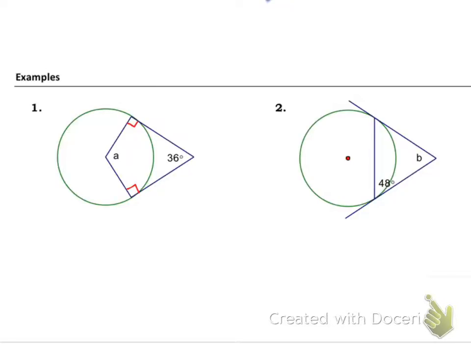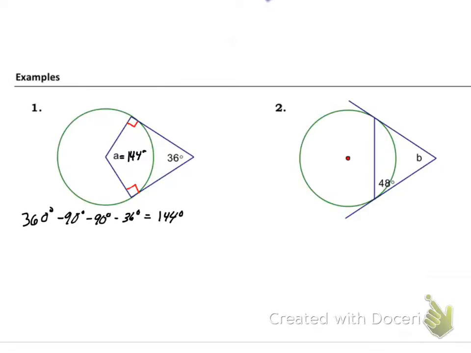I have a four-sided polygon. How many degrees are inside a four-sided polygon, like a square, a rectangle, a rhombus? 360 degrees. So all you need to do to find A is just do 360, because that's how many degrees are inside there, minus 90, minus 90 degrees, minus 36 degrees. And you're going to come out with 144 degrees. So A is going to equal 144 degrees, as long as you know that a four-sided polygon has 360 degrees.